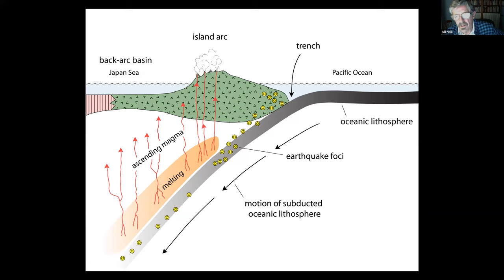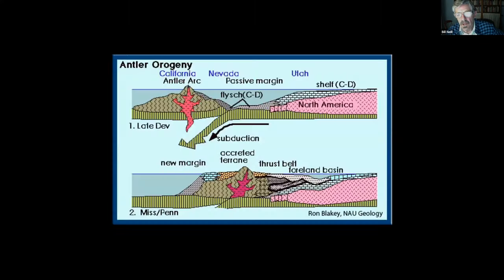There were island arcs that collided with North America and microcontinents. Somewhat in this cartoon here, you have in the top an island arc approaching and then colliding with North America. And that becomes an accreted terrain that's added to the continent.